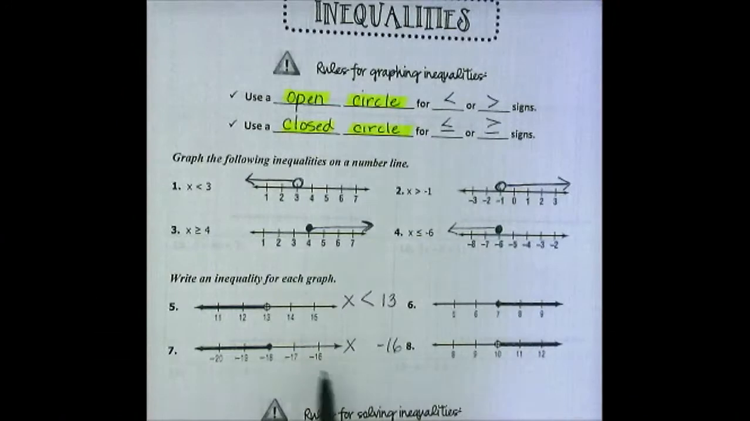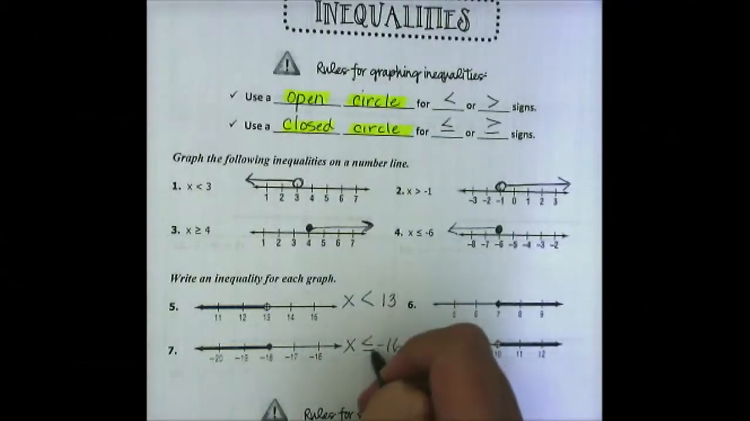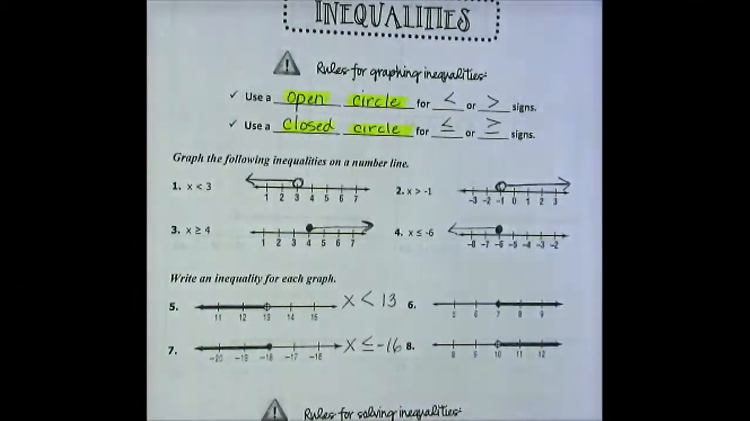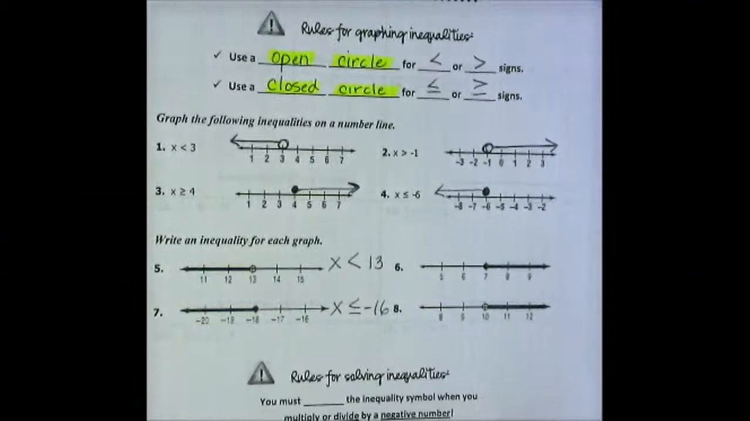Number 7, we have a closed circle on the -16, so we know we've got an x and a -16, and we know it's going to be less than or equal to or greater than or equal to. And so we know that the numbers to the left are less than or equal to, so we'll go ahead and put a less than or equal to here. Take a couple minutes, pause the video, and see if you can work problems 6 and 8.